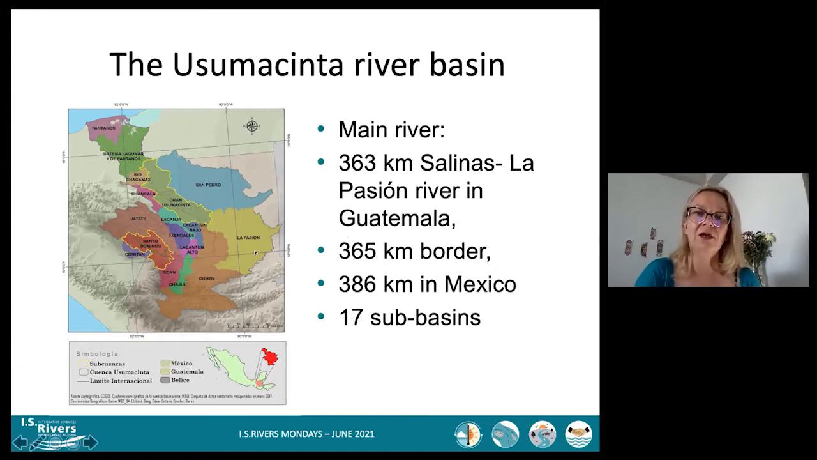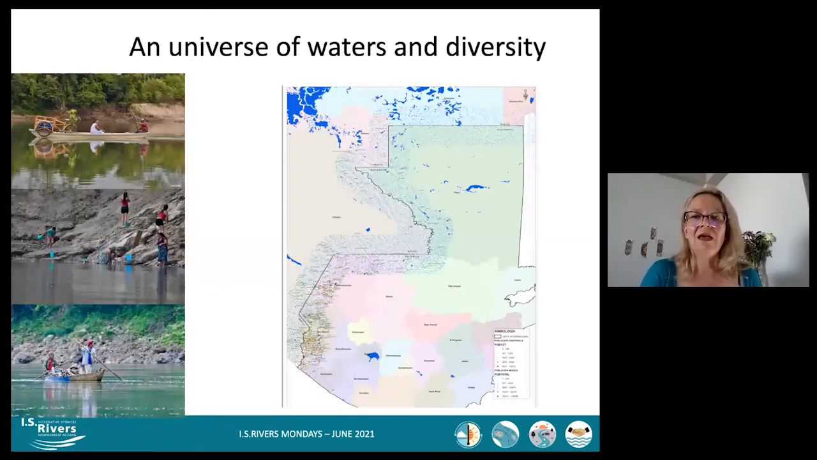The first is where a river flows, Salinas La Pasión in Guatemala. The second section, 365 kilometers long, creates the border between Mexico and Guatemala. So it's an international river, a river border. And finally, in the downstream part, 386 kilometers that flow in Mexico.